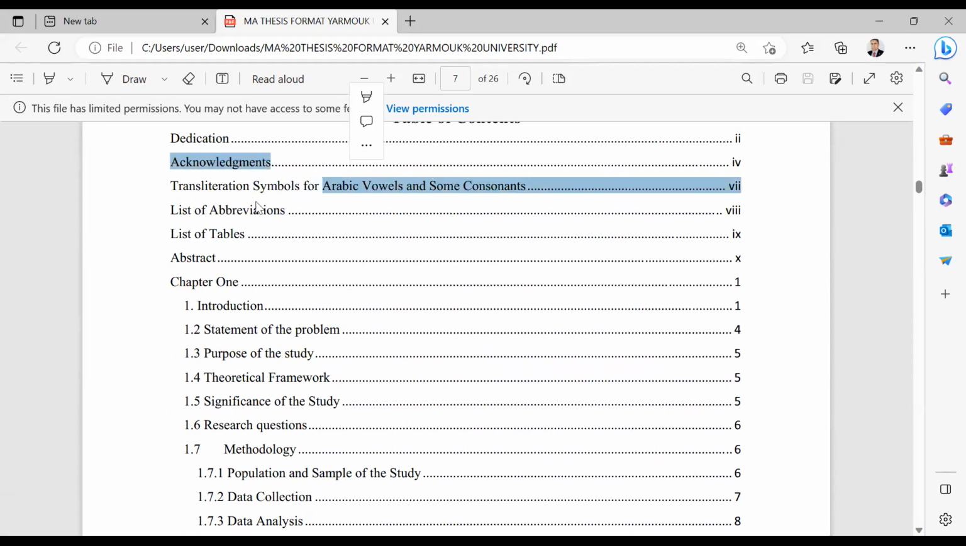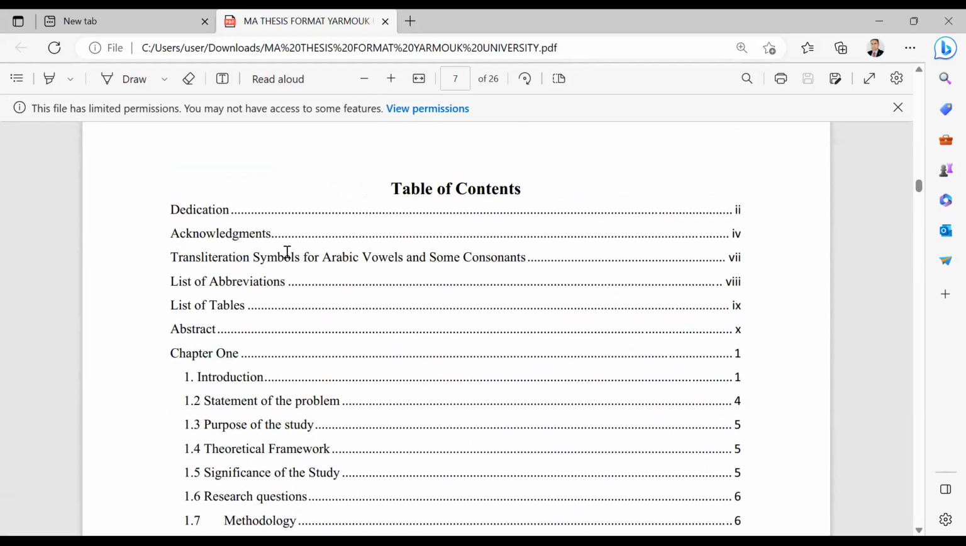After the acknowledgement, you have transliteration symbols for Arabic vowels, if you have this. List of abbreviations, you have to use a list of abbreviations. SL for second language or source language, ST for source text, TT for target text, etc. MT for machine translation, CAT tools, etc. You have to use all the abbreviations that you have used in your thesis. You have to make a table for them here.